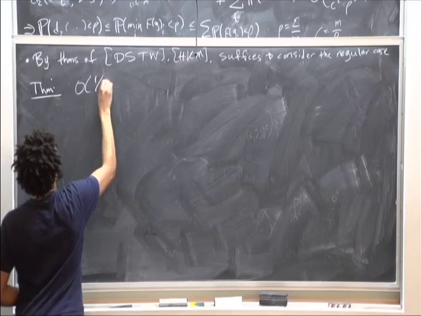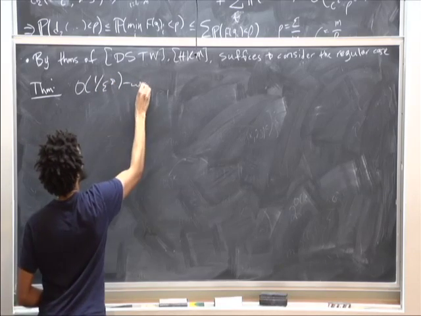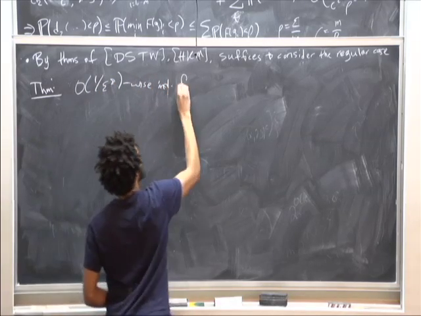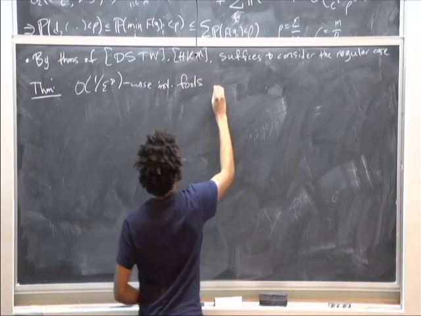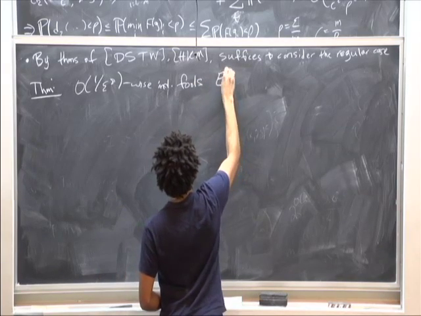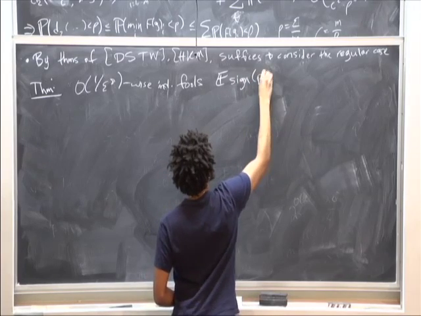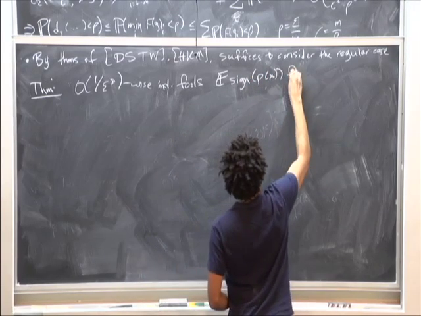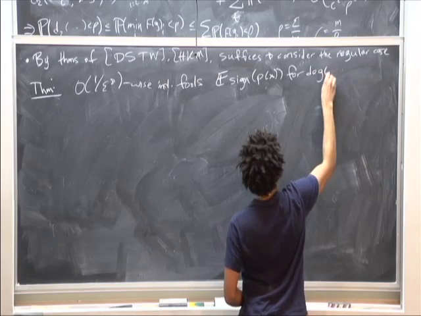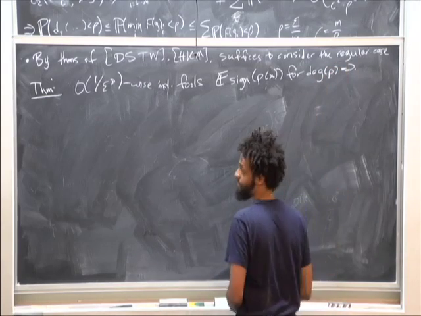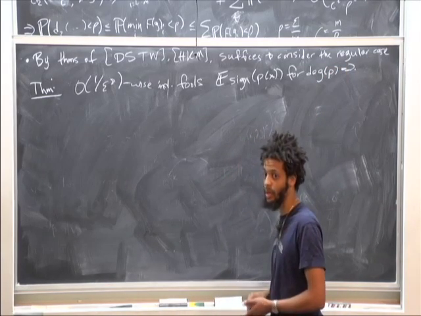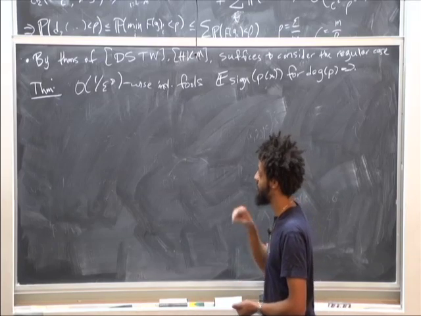O of 1 over epsilon to the 8, why independence fools the expectation of sine of p of x for a degree of p equals 2. Okay. So, proof.